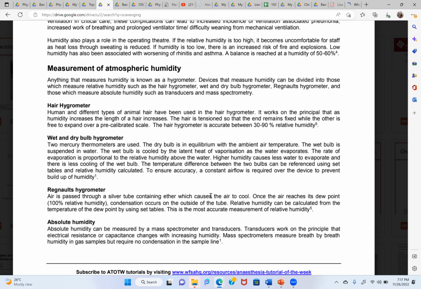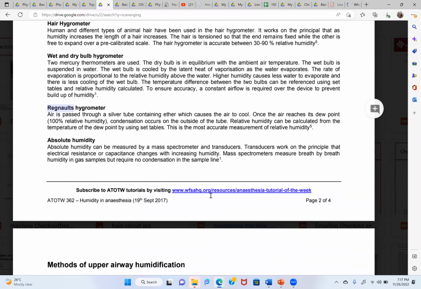Like they are saying, they put one in the ambient air and the other in the water. So if there is more humidity, less water will evaporate, so there will be less change in temperature, and this temperature change will be calibrated and measured. Similarly, you can read the details about it. I just want to give a concept. Okay.